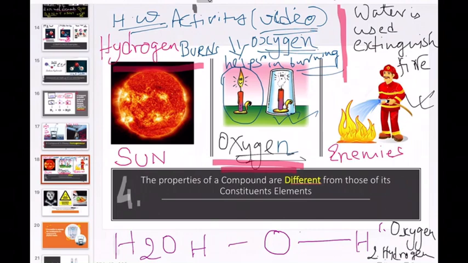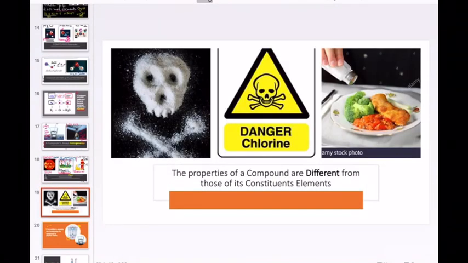So hydrogen burns, oxygen helps burning. Water neither burns nor helps burning. So this shows that the properties of compound, that is a property of water, is never similar to the property of its elements individually, like property of hydrogen or property of oxygen. It's not similar. Next we move on to point number 5.